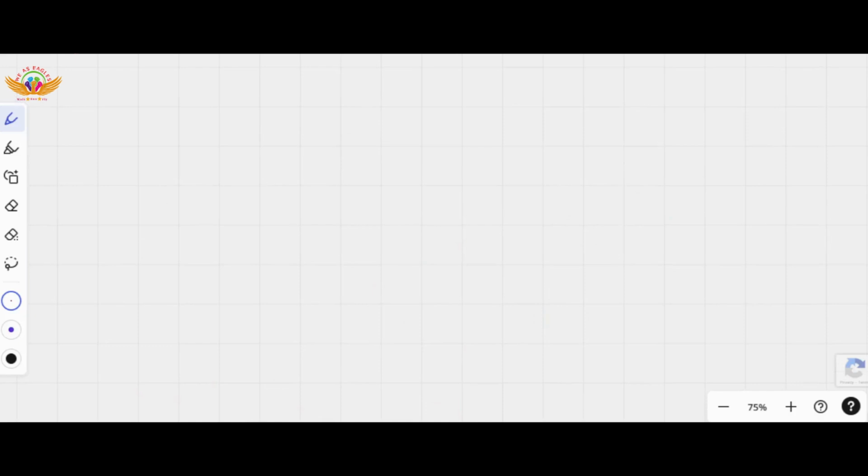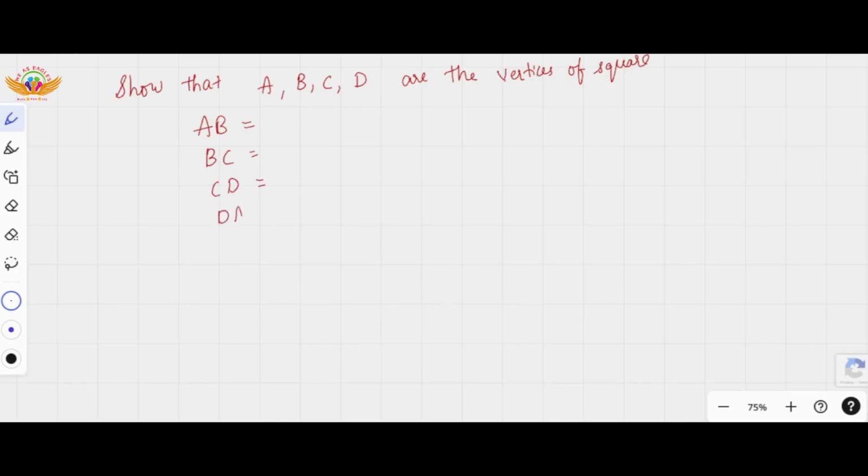Other than this, sometimes they will be asking you like this: they will give you A point, B point, C point, D point, and tell you to show all these points are the vertices of a square. So in this question, what you have to do, for a square, all sides must be equal. First of all, you have to do AB distance formula, find out the length, and also do the distance formula for BC, for CD and also for DA, and you have to get all equal. And also you have to find out the diagonals as well.